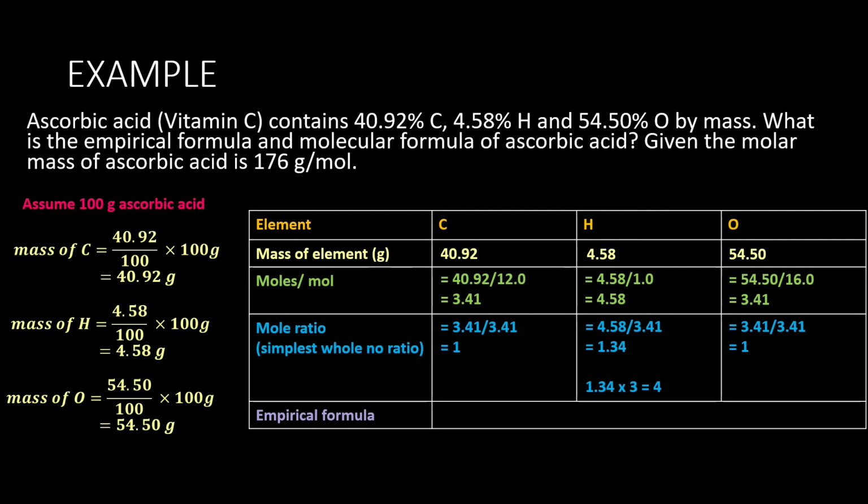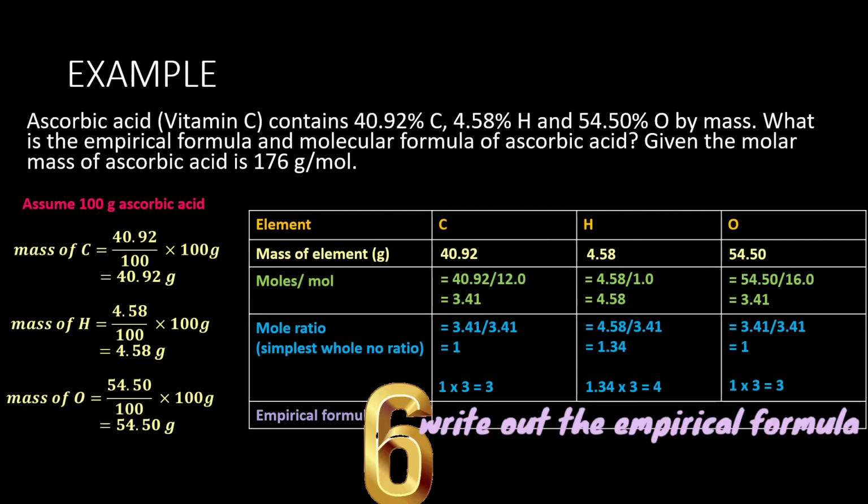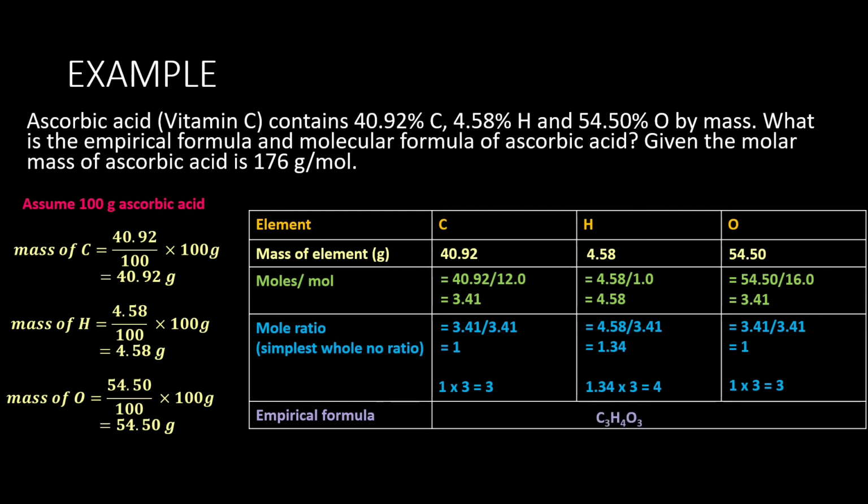When we multiply the 1.34 mole ratio of hydrogen by 3, we also need to multiply the mole ratios of carbon and oxygen by 3 as well. So the simplest whole number ratio we get for carbon, 1 times 3, is 3, and for oxygen we also multiply by 3, so we also get 3. Hence, in step number 6, we get the empirical formula for ascorbic acid as C3H4O3.